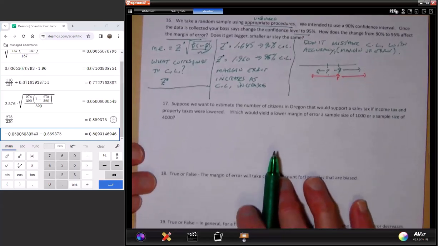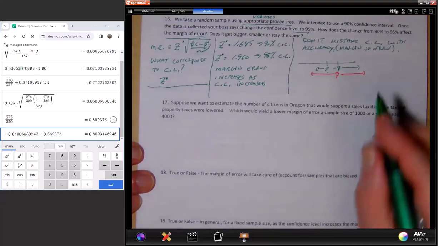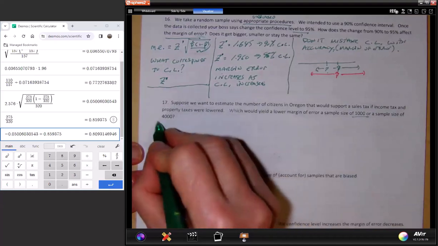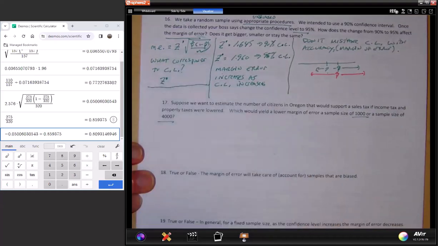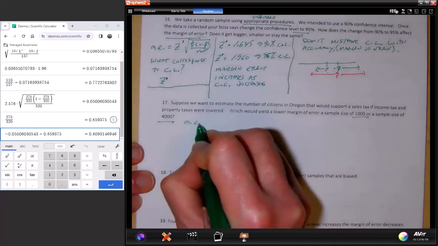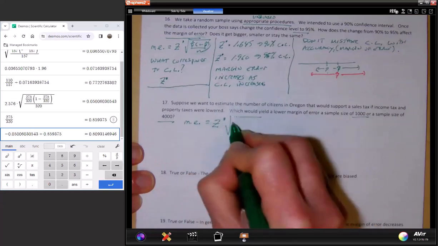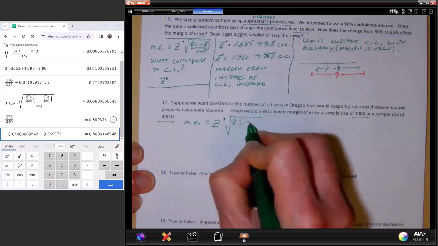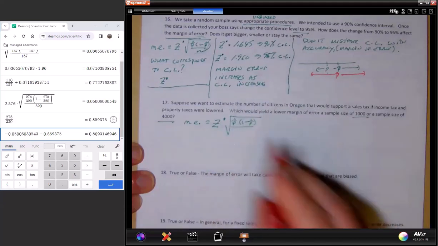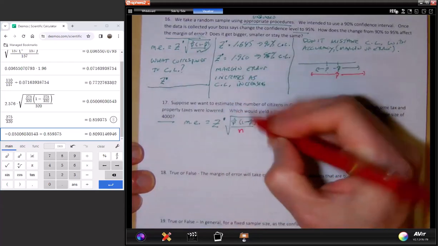Suppose we want to estimate the number of citizens in Oregon that would support a sales tax if income tax and property tax were lower. Which would yield a lower margin of error? A sample size of 1,000 or a sample size of 4,000. So again, the margin of error is sitting right over there. Notice that in this case, what we're messing with is not the confidence level. We're leaving that fixed. Instead, what we're about to change is n.